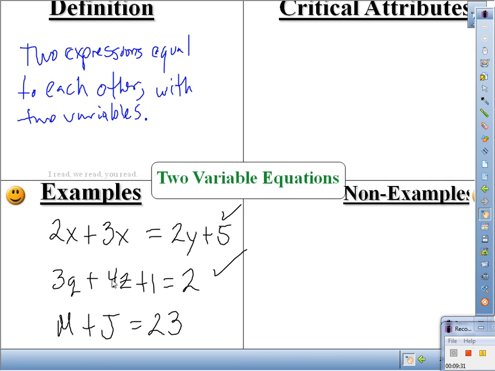All right. Now that we have our examples according to the definition, two expressions equal to each other, two variables, now let's write non-examples. Who can get us started with a non-example? Somebody that hasn't been called on. Who hasn't been called on? Pablo.